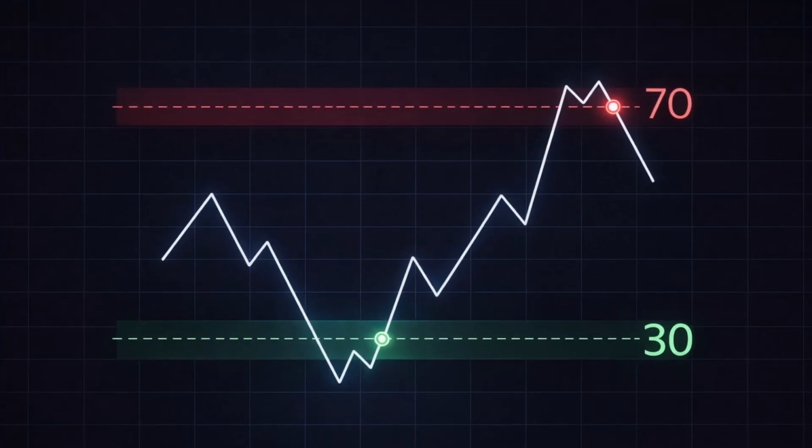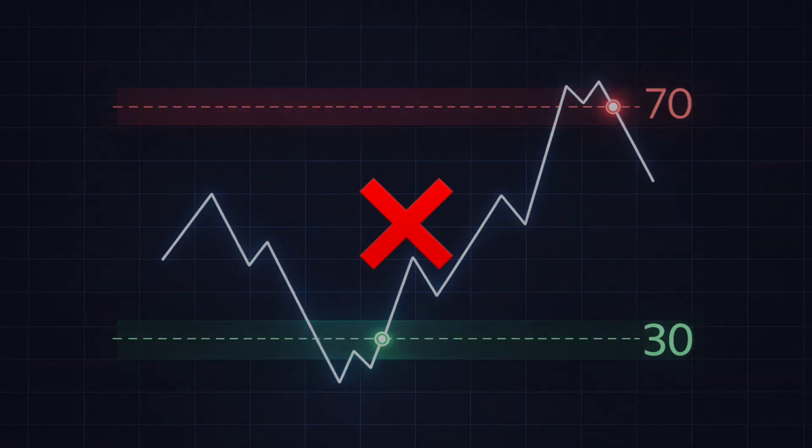This is one of the simplest trading strategies, but most traders still use it wrong. Many beginners sell when RSI goes above 70 or buy when it drops below 30. But in strong trends, that approach often fails.